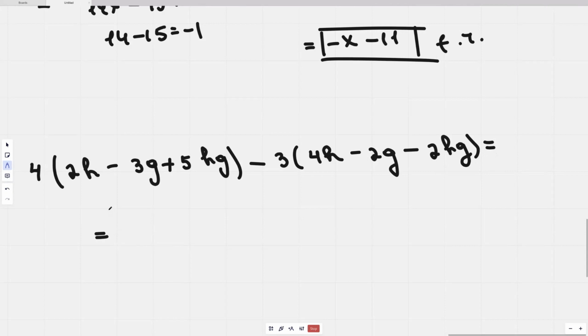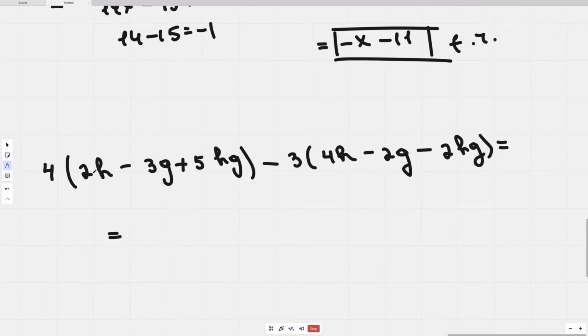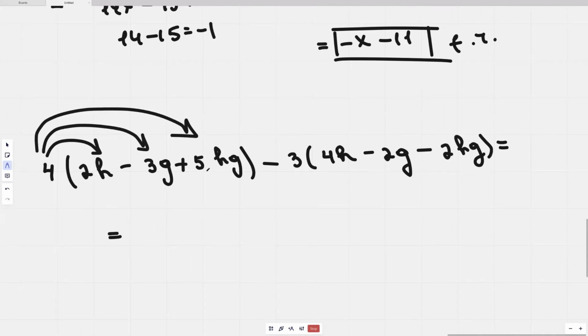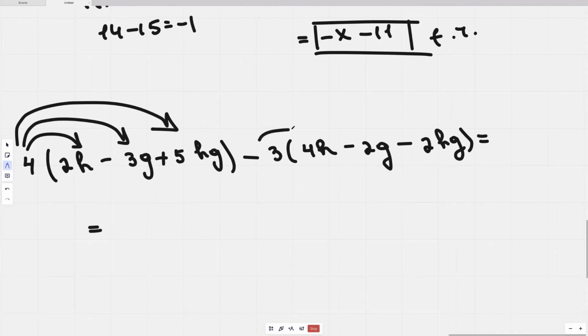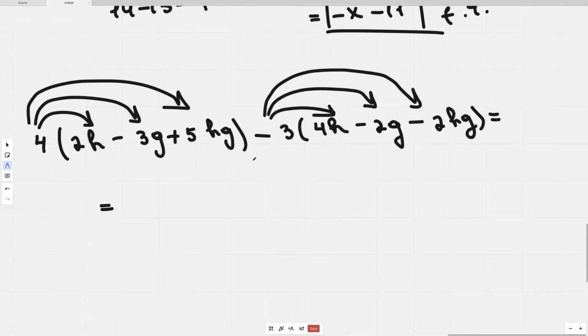So same thing, as I said, if the items are more than 2 or 3, we have to multiply all of them, one by one, to the outer thing here. So 4 should be multiplied by 2h first, and then to minus 3g, and then to plus 5hg. So minus 3 should be multiplied to 4h firstly, and then the negative 2g multiplied by minus 3, and negative 3 multiplied by negative 2hg.